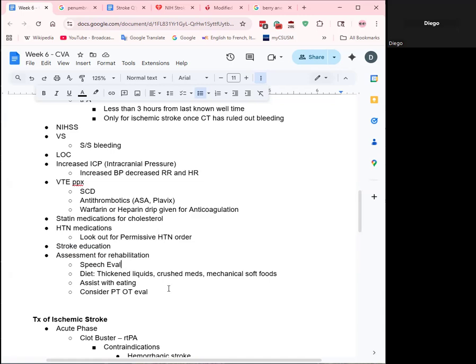And then they'll have a harder time with their ADLs, getting around because of the weakness, so they might need a PT or an OT, depending on how bad the stroke was.